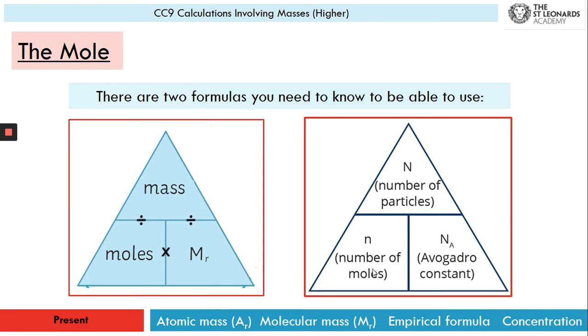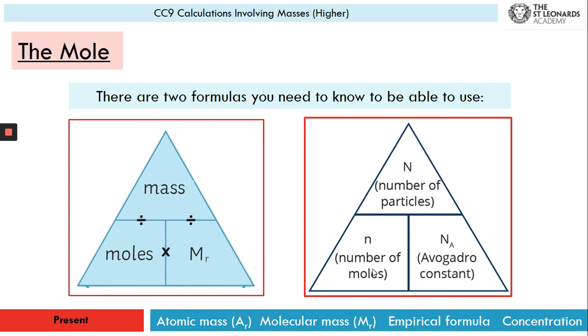Okay, 2 formulas you need to know and be able to use. I would recommend you writing both of these down, both these triangles. If you struggle to use a triangle, then make sure you write out the full formula as well for every single option. Okay, so for example, moles equals mass divided by Mr. So the Mr is the relative formula mass, okay, or the molecular mass.